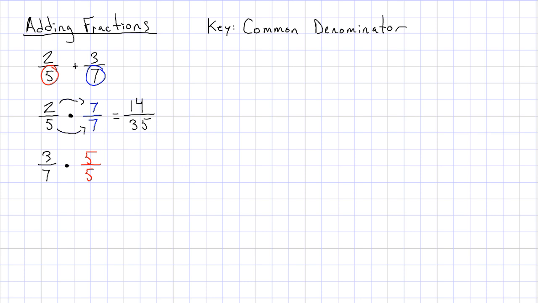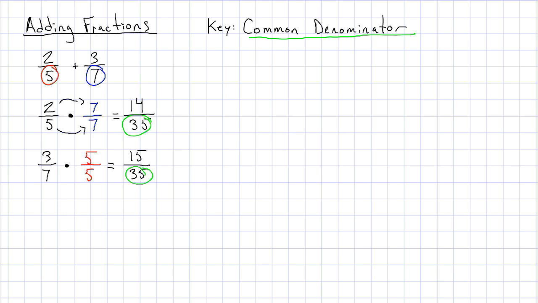So again, when we multiply fractions, multiply across the top, 3 times 5 is 15, and across the bottom, 7 times 5 is 35. Now, I should be happy, and I am, because I have a 35 in the denominator of both my fractions. I have a common denominator, so now I can add my fractions.